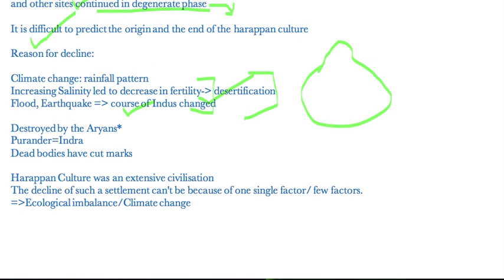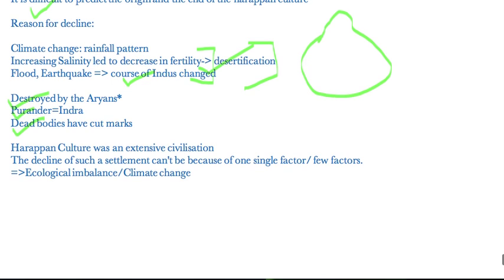One of the other speculations is that they were destroyed by the Aryans. And why is it propounded? It was propounded because Indra is called Purandar. Purandar basically means the destroyer of forts. So it is said that he destroyed the forts of Harappan cities. Okay. Then dead bodies have cut marks. So it is said that when the Aryans invaded, they killed Harappan people. Many dead bodies were found in the streets. So they might have invaded, and that is why this theory is propounded. But nowadays we don't believe this theory, and there is some other theory.